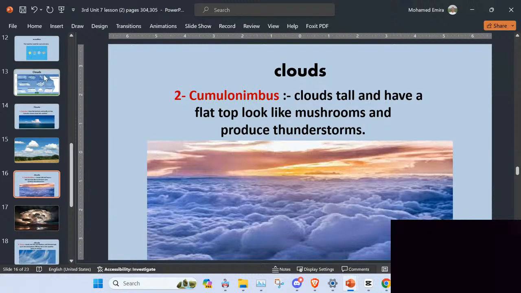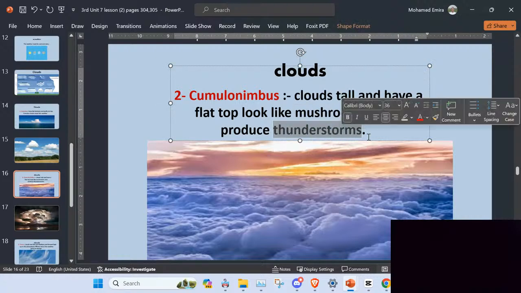By the way, all of these slides are taken from the book. So if you want to replay this video and go to each of these slides, you can go to the book and find the exact same definitions and words in your book to make it easier for you to study. So this is cumulonimbus: clouds that are tall and have flat tops. They look like mushrooms and they produce thunderstorms.